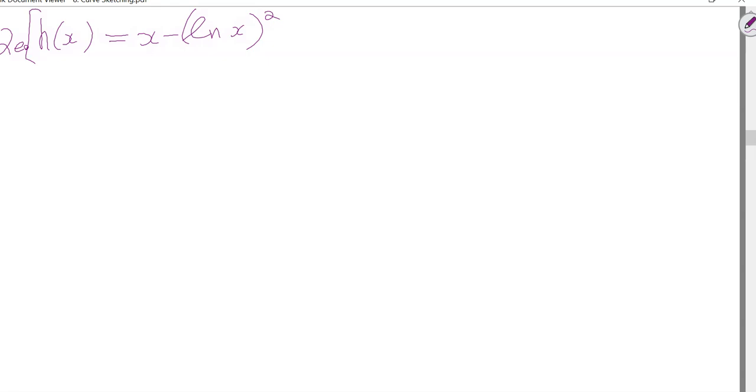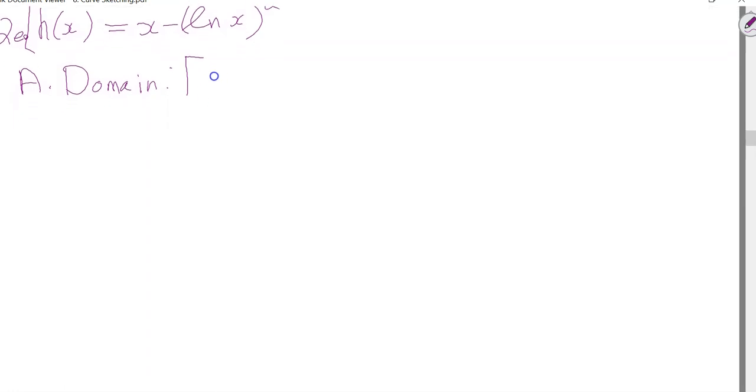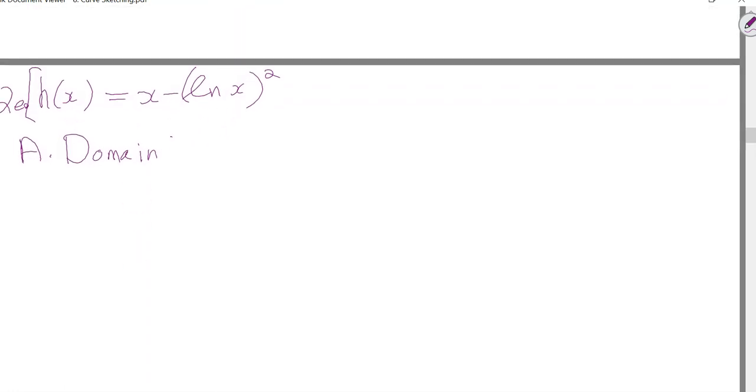What's our domain? So it's going to be dependent on what? X? Ln x, right? So where's ln x defined? So 0, not including 0, to infinity.